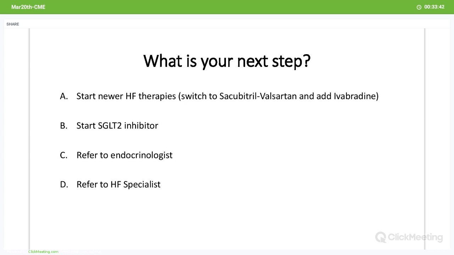So the question for you to consider is, what's your next step with this patient? Would you start one of the newer heart failure therapies, sacubitril/valsartan or ivabradine, two new powerful therapies to cut heart failure mortality in reduced ejection fraction patients? Would you start an SGLT2 inhibitor to prevent worsening heart failure? Would you refer to an endocrinologist to make a decision about that? Would you refer to a heart failure specialist to make a decision about that?